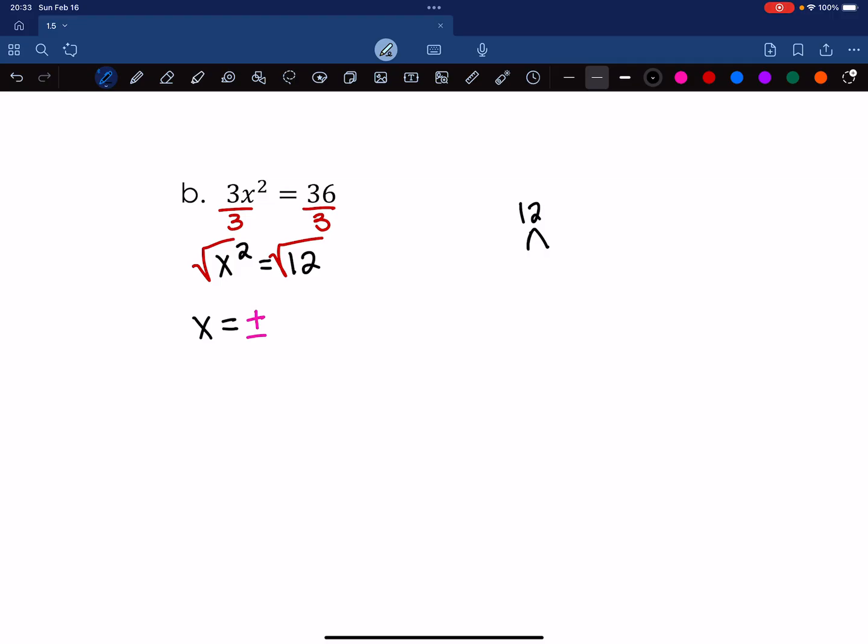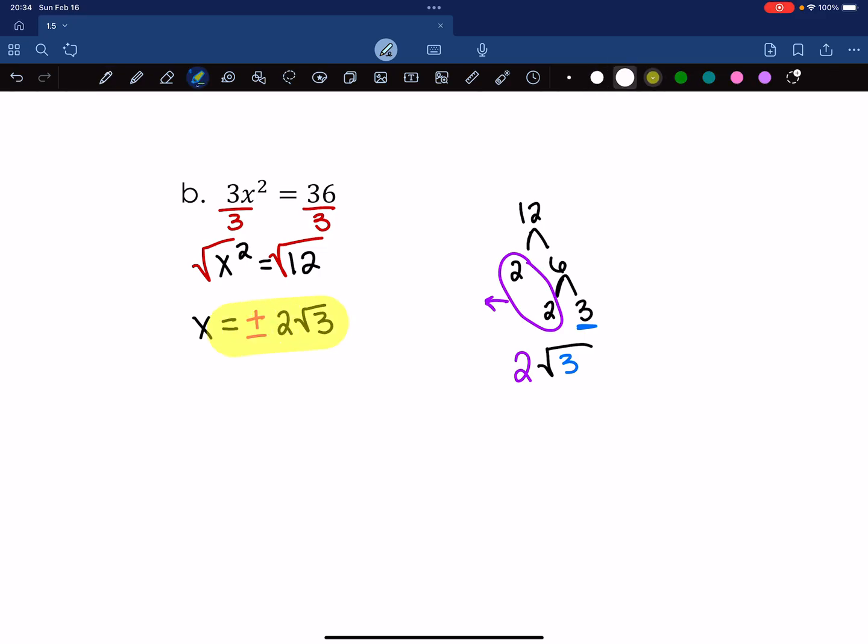So when we do this, I like to start with 2 first. So 2 goes into this 6 times. And then 2 goes into that 3 times. And those are all prime numbers. So what we look for are pairs. If it has a pair, it gets to leave the radical and become a big number. If it does not have a pair, then it has to stay on the inside. Okay, so we would get 2 square root of 3 as a simplified version of our answer.